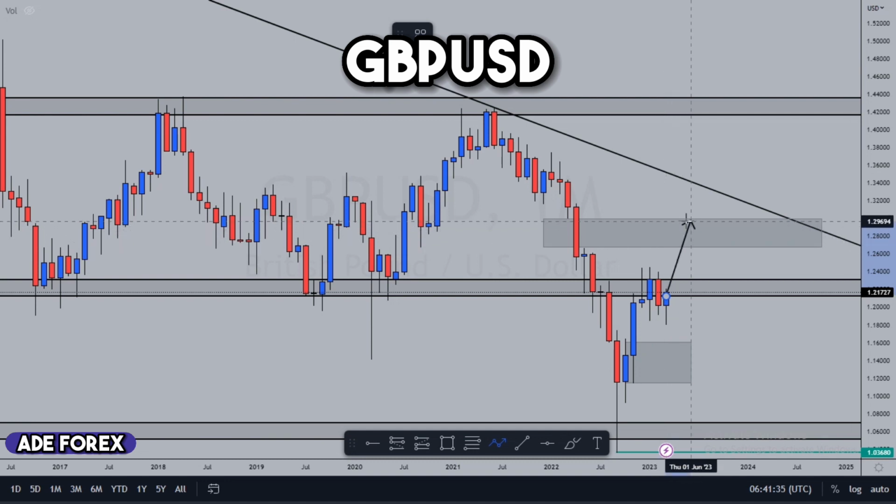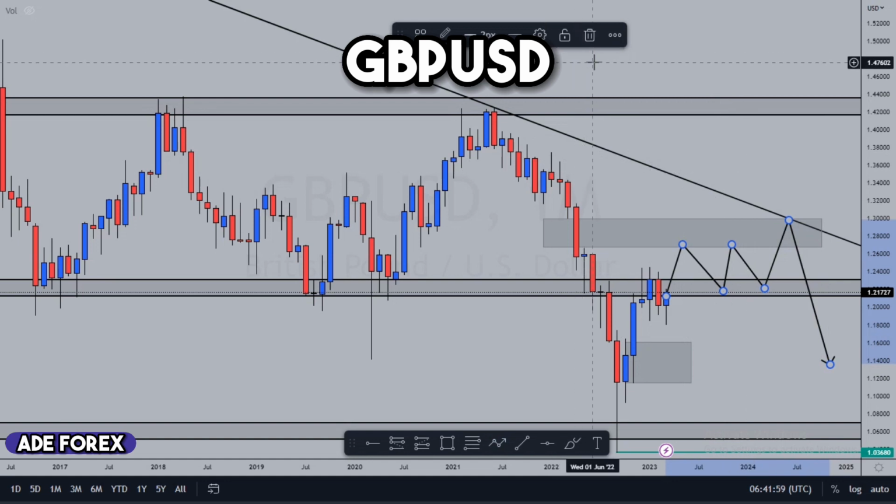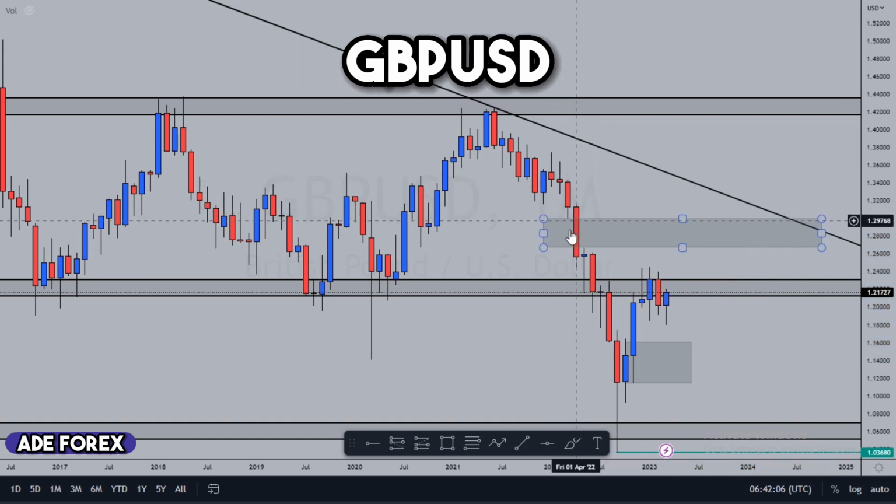But what I see here is this: if we actually break up, the market might just want to mitigate this imbalance, and then probably consolidate a little bit and touch this trend line before tanking massively. Guys, do not forget this: the higher time frame is what's going to tell us what we should be expecting. This is the monthly time frame, and we have this massive imbalance on it. So the market can break out of here and then tap into this.